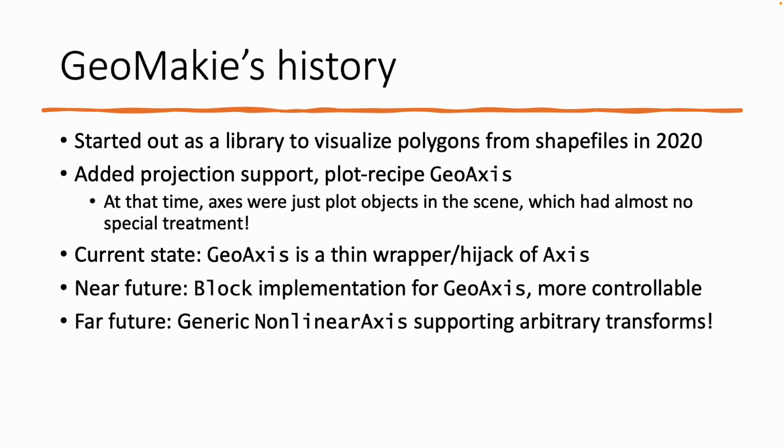If I wanted to do something fancy, if I wanted to show a singularity in a plot, I couldn't do that. And it evolved over time, and in its current state, GeoAxis is actually a thin wrapper over the Makie axis type. And it's kind of hacky. Basically what it does is it creates an axis, then it mutates the values of some of the plots of that axis so that they actually form this geographic axis.